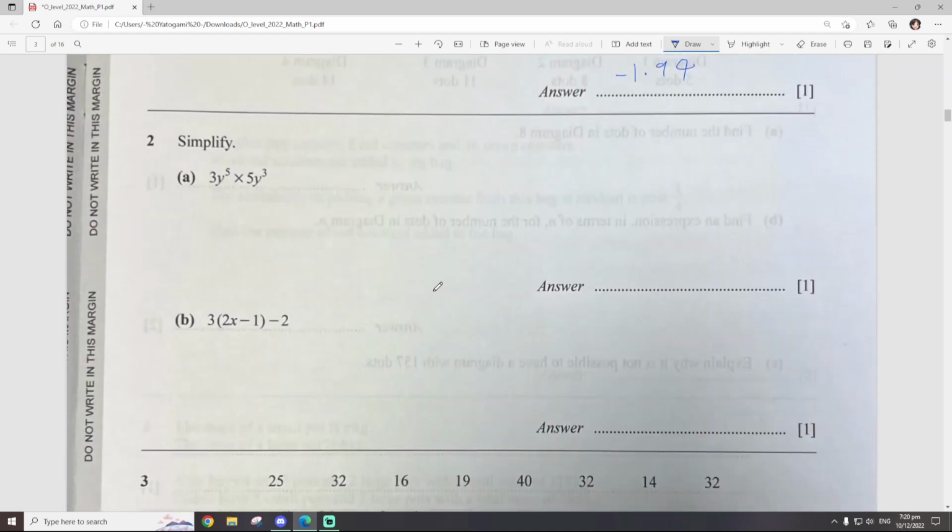Simplify the following. 3 times 5 is 15, and when you see like terms, you can combine the powers by adding them. So this is 15y to the power of 8. Next, expand this, you get 6x minus 3, so this is 6x minus 5.